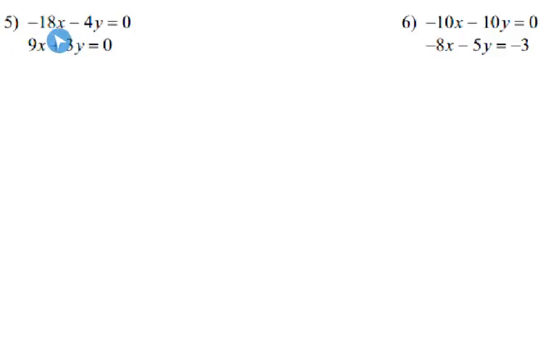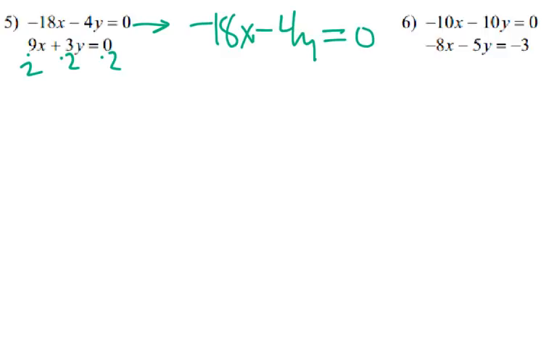Yeah, and that one's actually easier, isn't it? Because I can just multiply by 2, and then I get to 18. So that's what we're going to do. So we've got our first equation, negative 18x minus 4y equals 0. Then we double our second equation to get a positive 18x plus 6y equals 0.